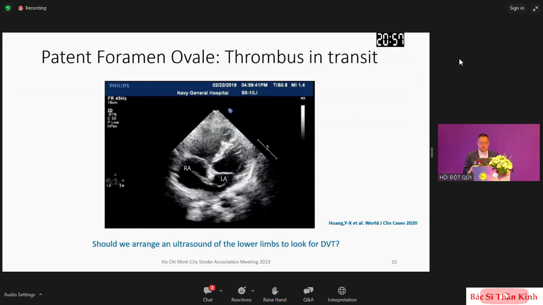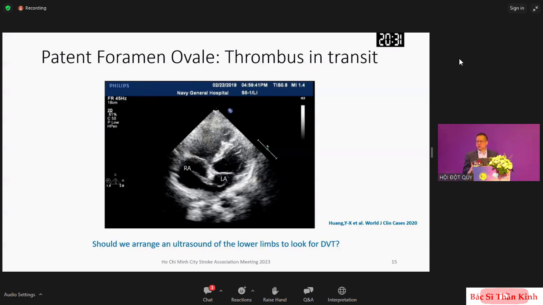I'll say a few words about patent foramen ovale. There aren't any new studies, so I'll cover a summary of what the existing studies are in a few slides. And we're very used to the idea that a patent foramen ovale can allow thrombus to travel from the right side to the left side, as you can see in this image, and then embolise to the brain and cause stroke.